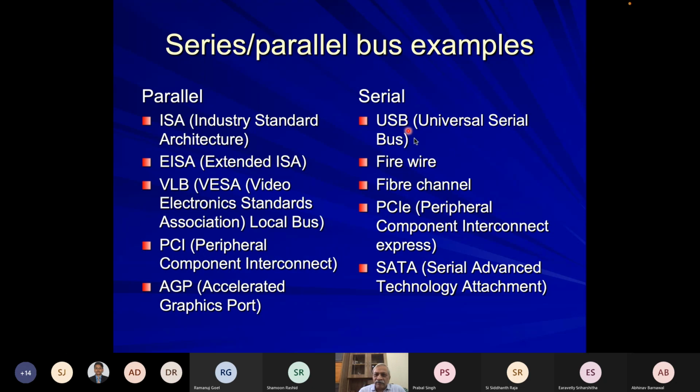Examples of serial buses are shown on the right. USB, which is very common, Firewire, Fiber Channel, PCI Express. PCI stands for Peripheral Component Interconnect, and E is for Express. SATA, Serial Advanced Technology Attachment, is particularly for disk drives.